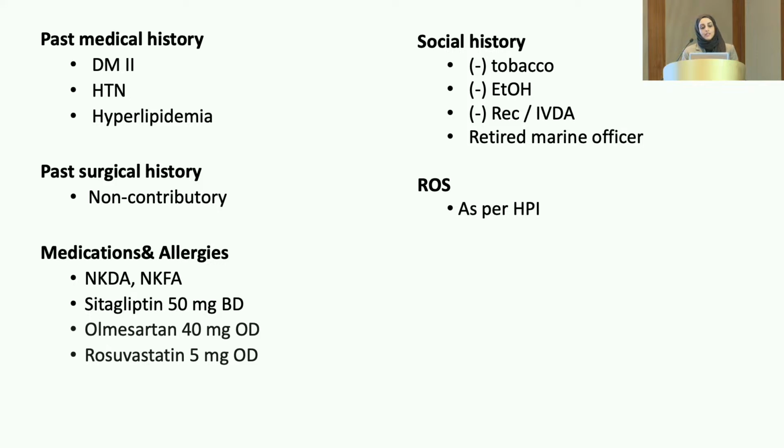So regarding the patient's medical history, he's a known diabetic, type 2. He has also hypertension and hyperlipidemia. So he's on anti-diabetic medication and angiotensin receptor antagonists for the hypertension and also statins for the hyperlipidemia. Regarding the social history, he was a non-smoker, no alcohol use, no recreational drug use, and he is a retired Marine officer.